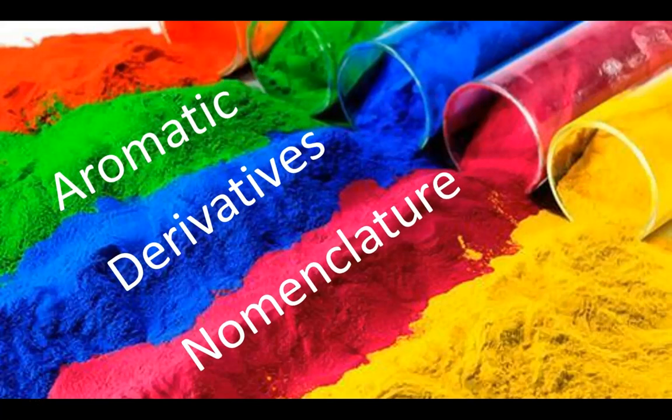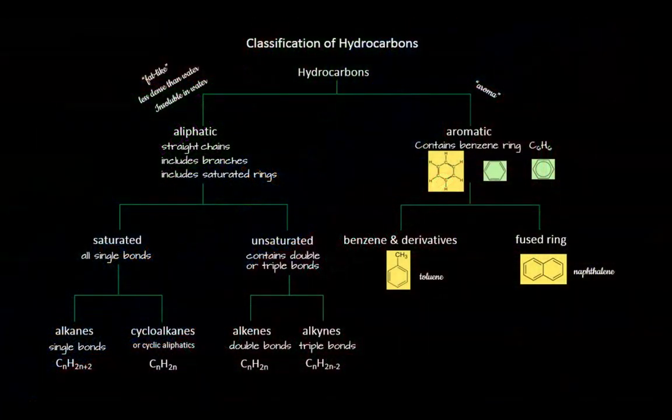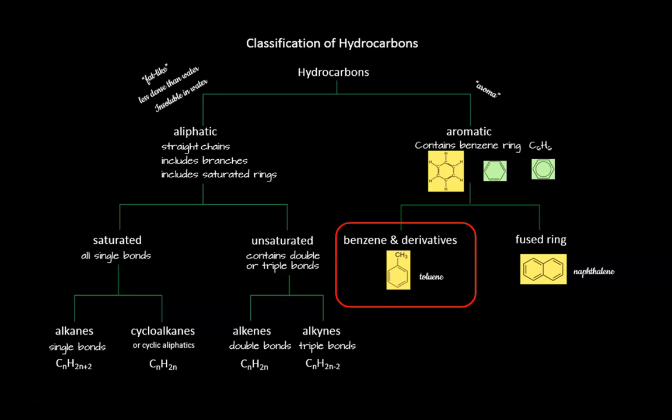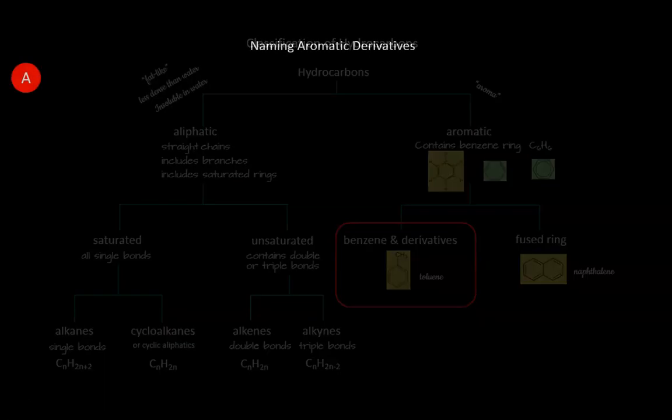Aromatic derivatives nomenclature. Let's have a quick look at the classification chart. We're looking at this area, benzene, and its derivatives. There are three parts to this. We'll start with part A. We simply name the substituent as a prefix to benzene.